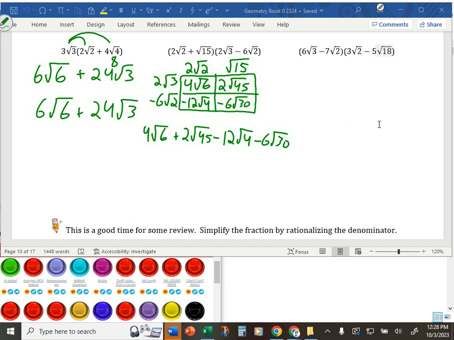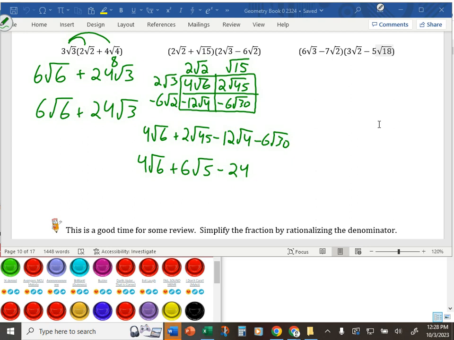What does that break down to? 9 and 5. We use 9 and 5. That root 9 becomes a 3, making this 2 coefficient a 6, and we're left with the root 5. Negative 12 root 4, what does that become? Negative 24. Negative 12 times 2, because root 4 is a perfect square.